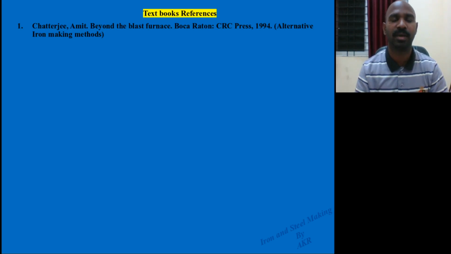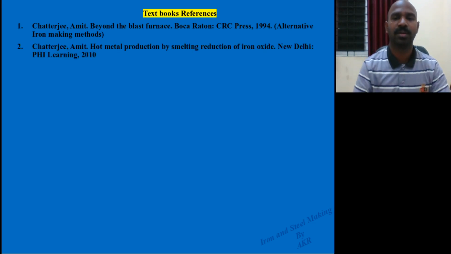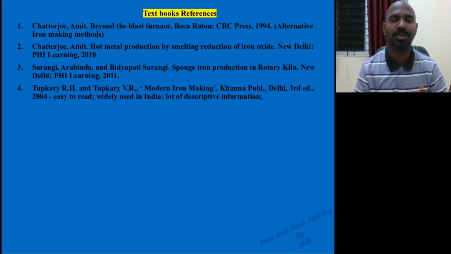One of the textbooks is by Amit Chatterjee, titled Behind the Blast Furnace. Another textbook by the same author, Amit Chatterjee, is Metal Production by Smelt Reduction of Iron Oxide. Then A. Sarangi and B. Sarangi wrote the textbook Sponge Iron Production Process, and R.H. Tupkary wrote Iron Making, and O.B.